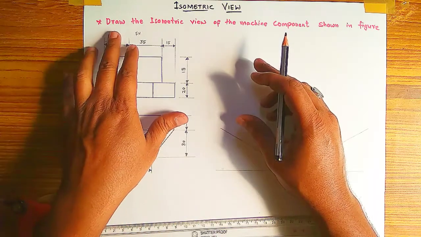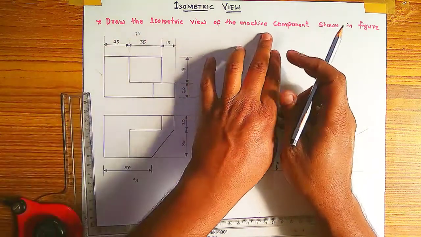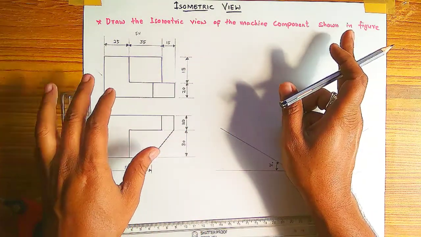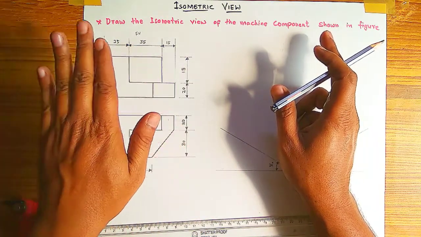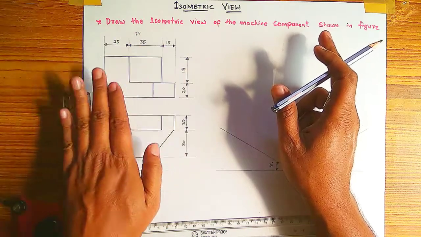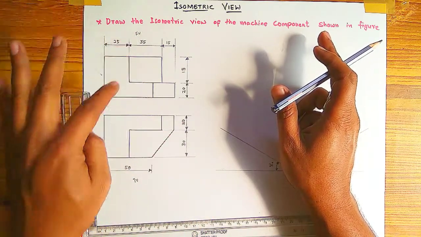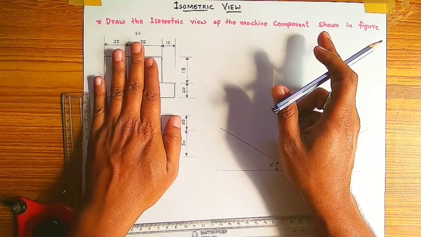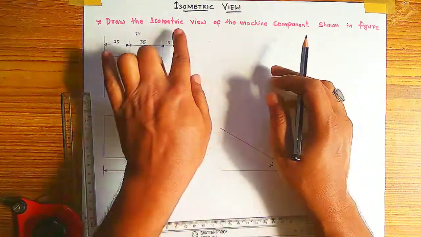And now I am starting my question. Draw the isometric view of the machine component shown in the figure. See, this is the machine component in front view and top view. This is the orthographic view. According to this front view and top view with the dimensions, we have to draw the isometric view.